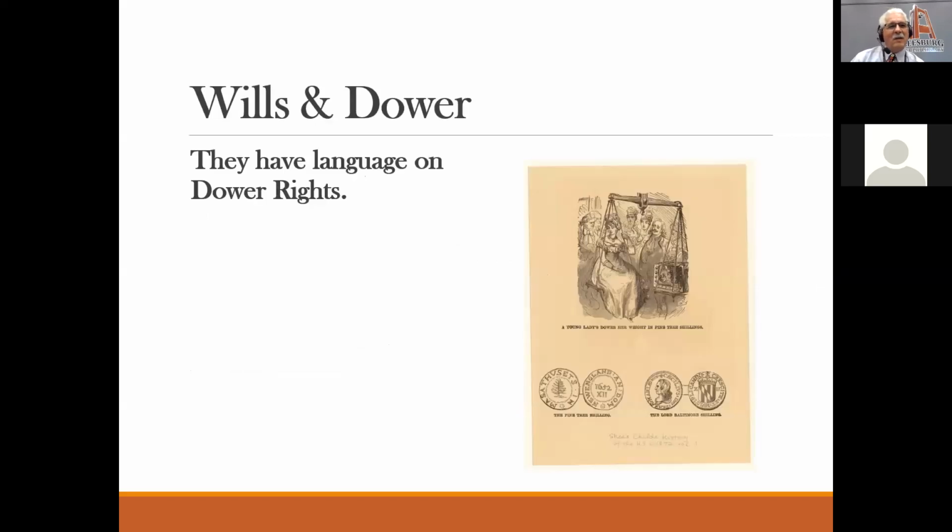Now we're going back. This is what I promised: wills and dower. They have a language on dower rights because basically, when somebody got married, either the bride's father would put up some money, or the family would put up a certain sum of money, or monies from rents collected, actual grants of land, and basically a third of what her husband owned was going to be set aside for his wife and children if he died.